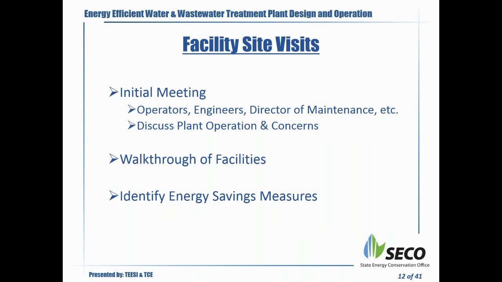And facility site visits. What are the kind of things that we do during the facility site visits? Most people have asked us what kind of commitment the owner needs to have, and for how long, to help us in the site visit. Typically, for a facility site visit, we'll do an initial meeting. We'll meet with the operators, engineers, director of maintenance, operations, and discuss plant operations and concerns. Typically that's a 45 minute to an hour meeting, followed by a walkthrough of the facilities. We primarily might need an escort to take us to different facilities, and we may have a couple of questions as we go through it.